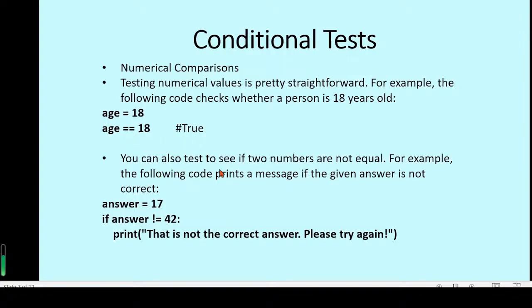You can also test to see if two numbers are not equal. So for example, the following code prints a message if the given answer is not correct. So answer is 17. So we test if answer is not equal to 42. Then we print a message: This is not the correct answer. Please try again.